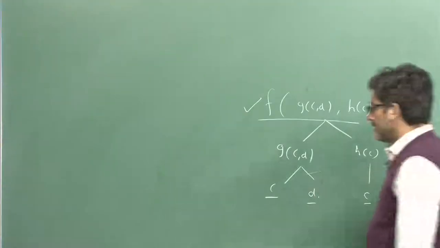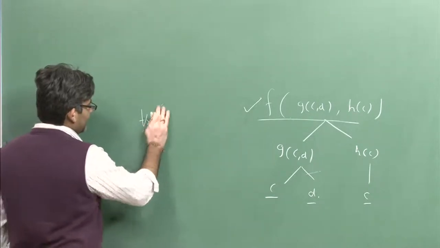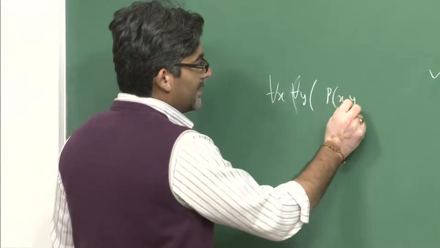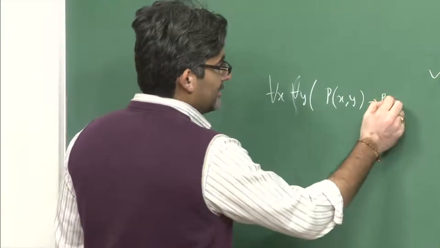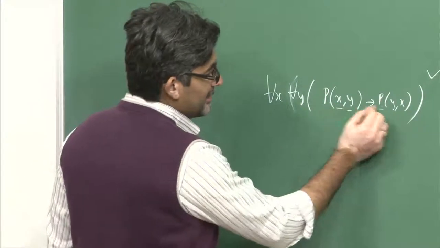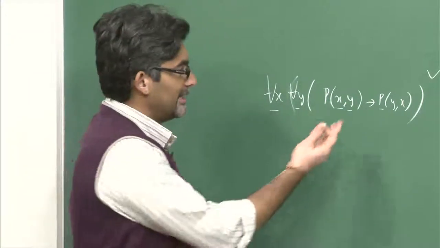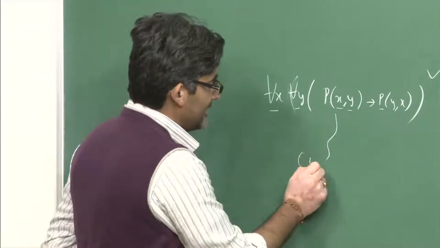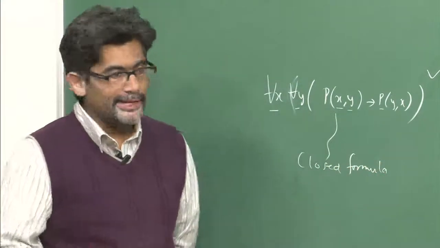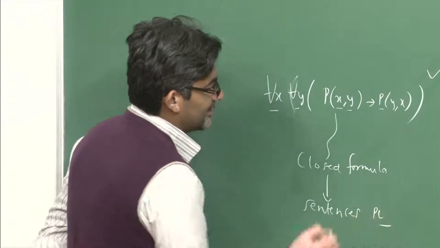For example, in this case, this is a formula. If you say for all x, for all y, p x y implies p y x, something like this, all these variables are bound by these two quantifiers. So that means there is no free variable in this particular kind of formula. In that sense, it is called a closed formula. And all the closed formulas in predicate logic are considered to be sentences in predicate logic.